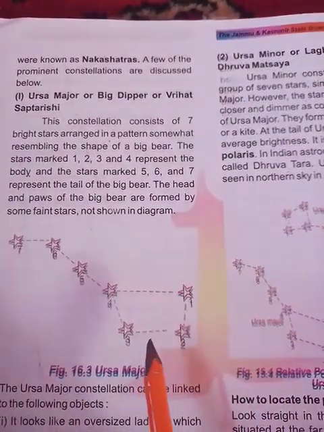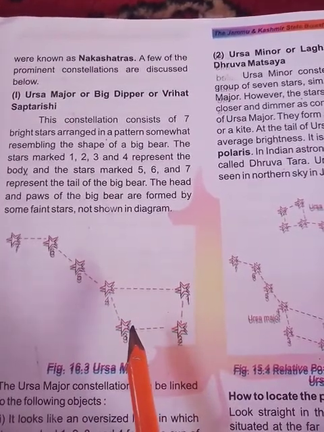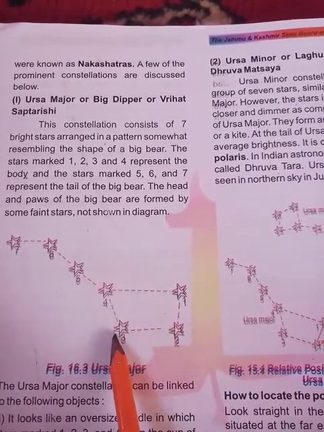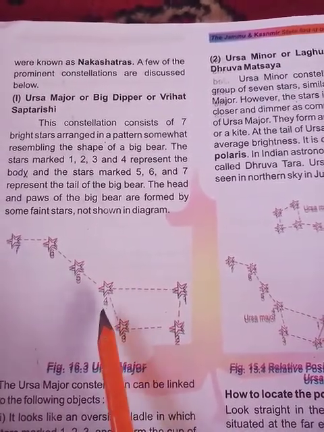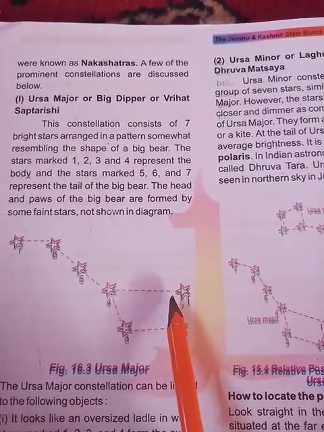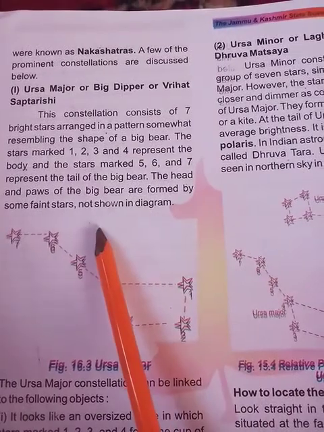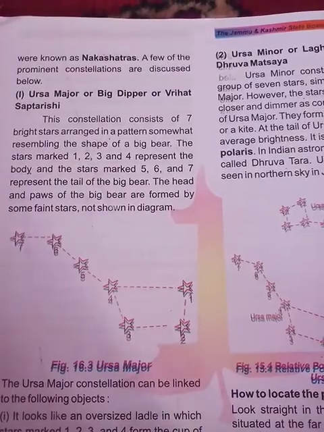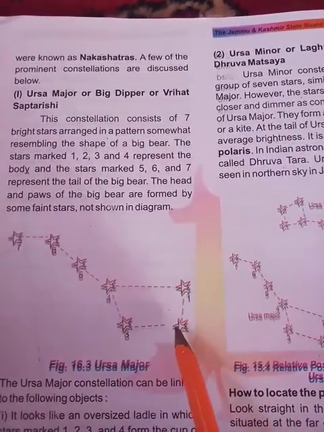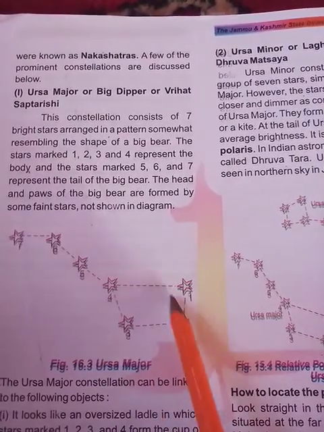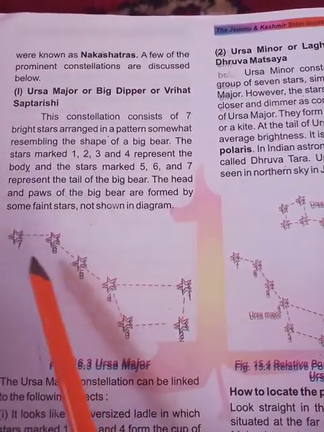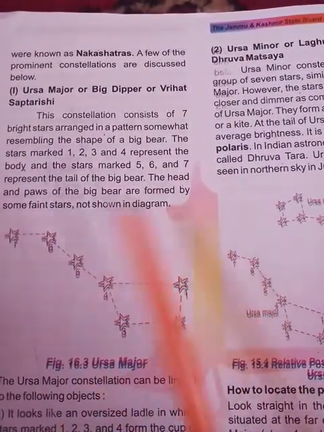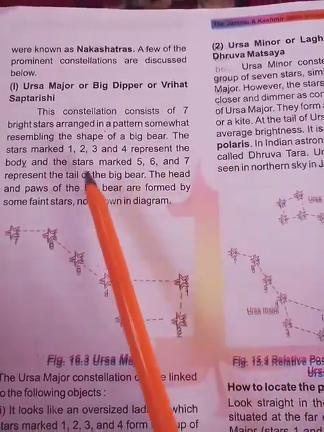The head and paws of the big bear are formed by some faint stars not shown in the diagram. Faint means that they are not visible in the diagram. They form the head and paws of the big bear. So this type of constellation is called the Ursa Major constellation. It consists of 7 stars. Stars 1, 2, 3, 4 form the body, and 5, 6, 7 represent the tail. This Ursa Major is also called the Big Dipper or Vrihat Saptarshi.